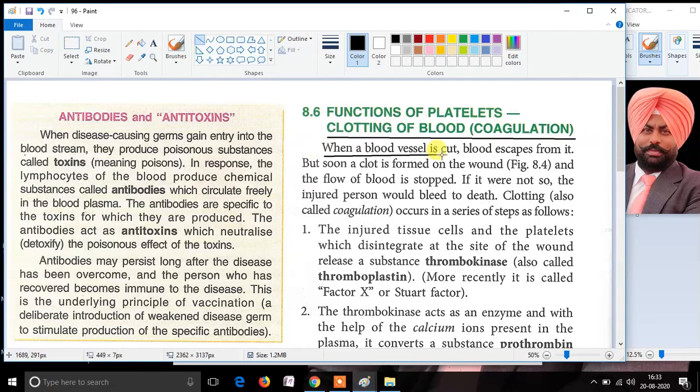Usually, when a blood vessel is cut, blood comes out of it. And soon after some time, you see that a hard structure is formed on the cut part and the blood stops coming out of that part. If the blood stops coming out from that part, it means that the blood has clotted at that region. The clotting of blood helps in stopping the flowing of blood from the body.